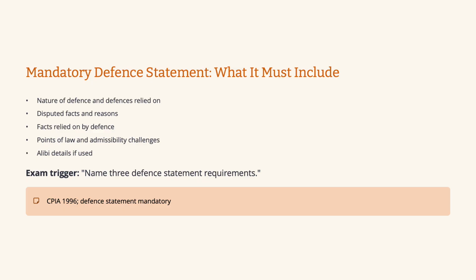So fifth, any point of law or admissibility challenges you are raising. Flag issues about confession admissibility, hearsay, or bad character evidence. Six, if relying on alibi, provide full details: where the defendant was, when, and which witness supports the alibi. In exam, they can ask, name 3 defense statement requirements. From the list above, you should be able to identify at least 3 among them.